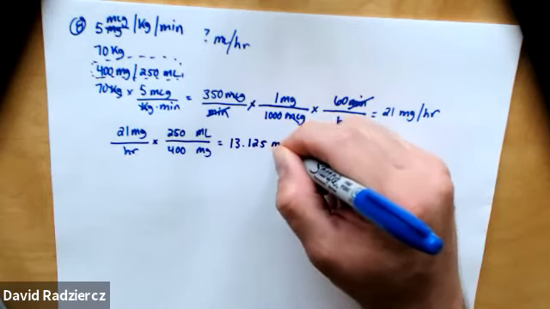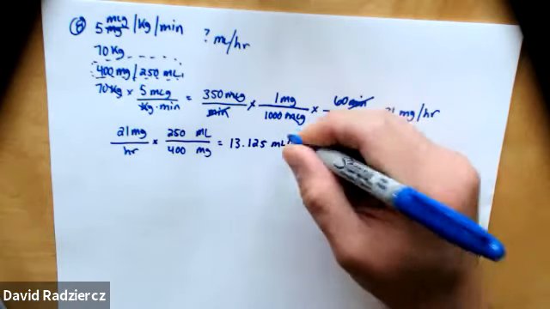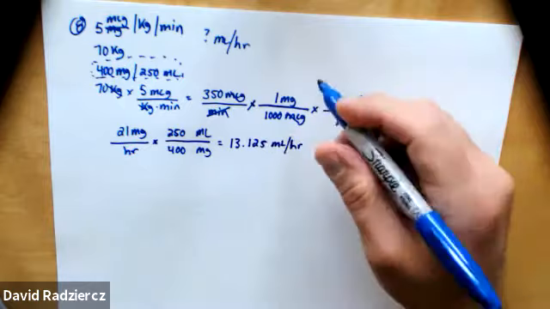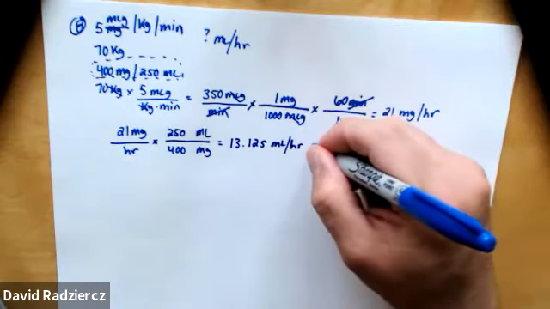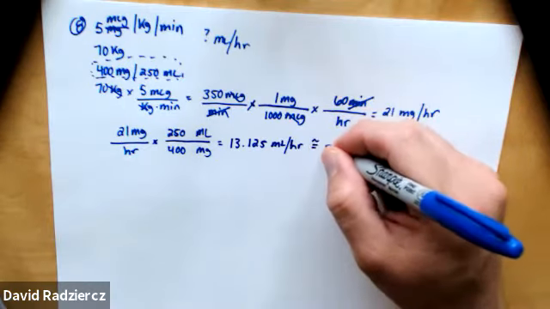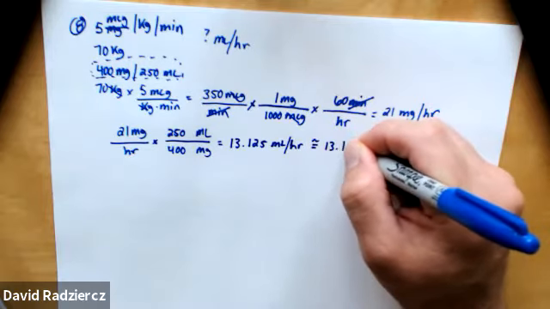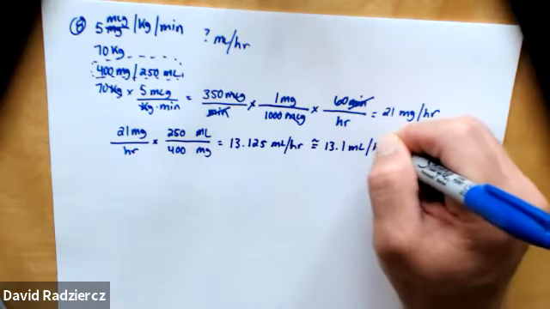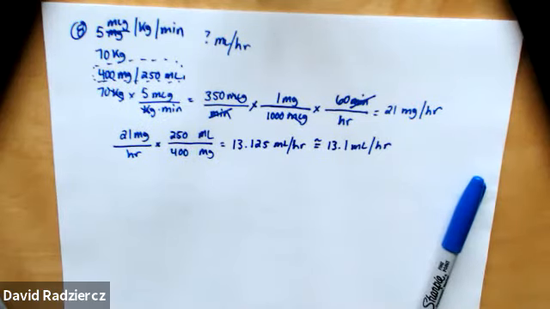13.125 milliliters per hour. When we have a number greater than 1 with a decimal, we're going to round that to the nearest tenth. So we would just round that to 13.1 milliliters per hour. And then I just want to double check that your key says that same thing.